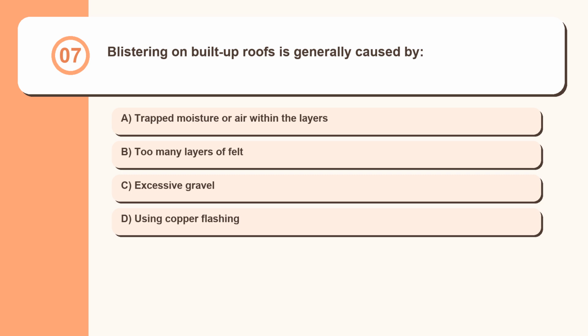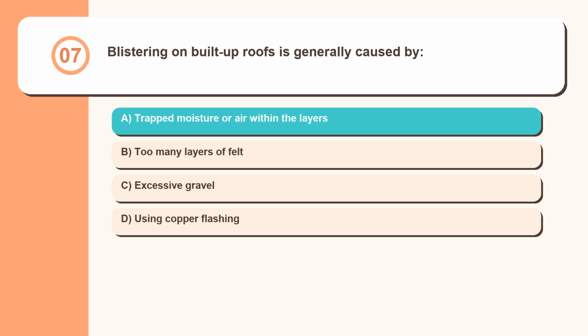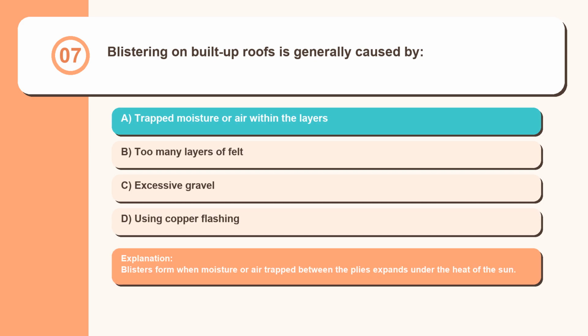Question 7. Blistering on built-up roofs is generally caused by trapped moisture or air within the layers, too many layers of felt, excessive gravel, using copper flashing. Blisters form when moisture or air trapped between the plies expands under the heat of the sun.